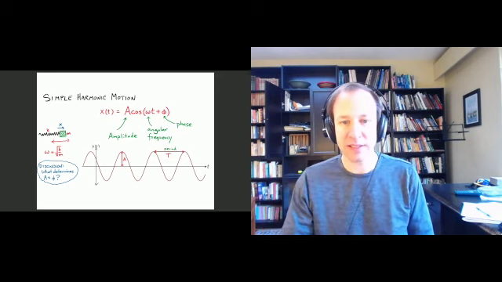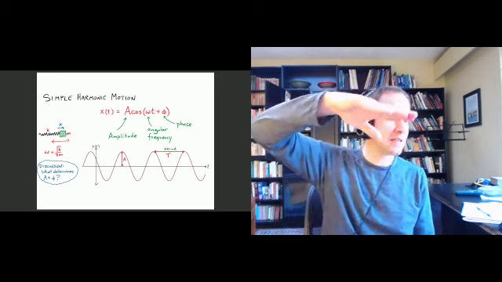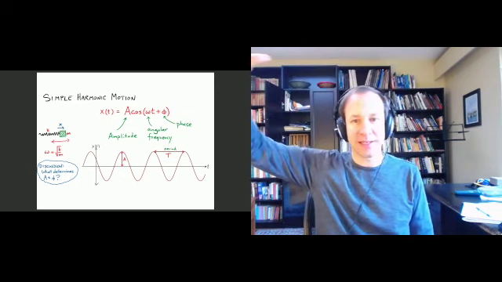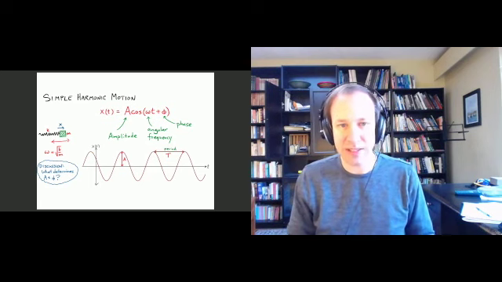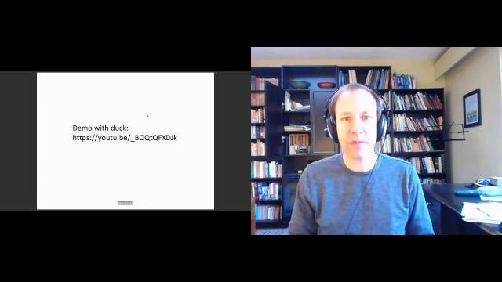Okay, so the period is just the time between the top of the oscillation and the next time the oscillation reaches the top. So that's easy to measure experimentally. How is it related to omega?